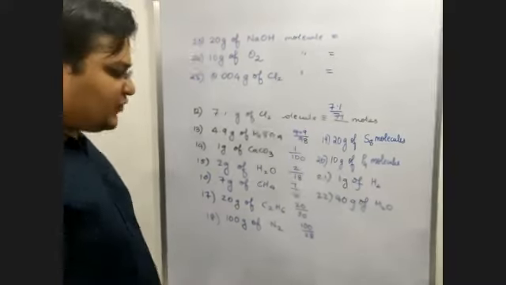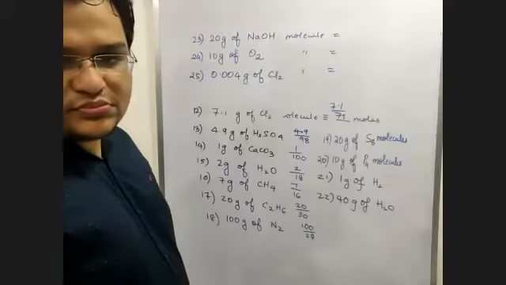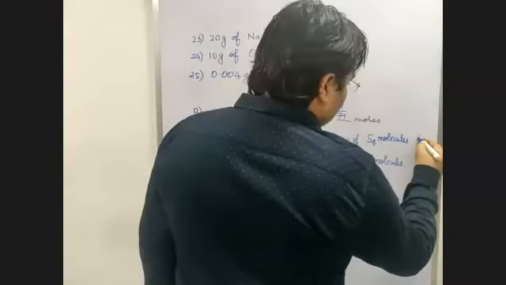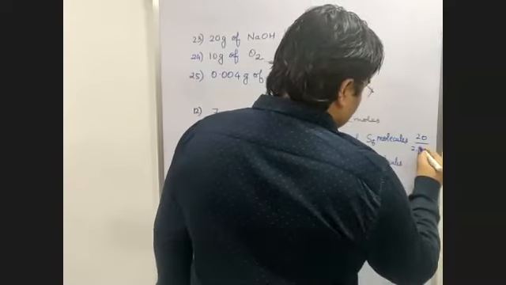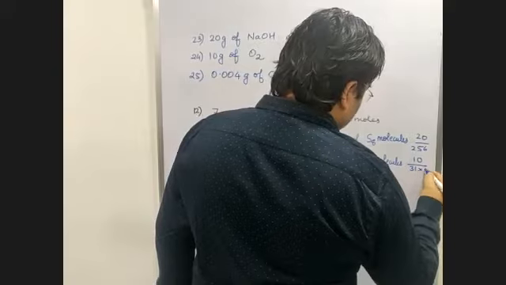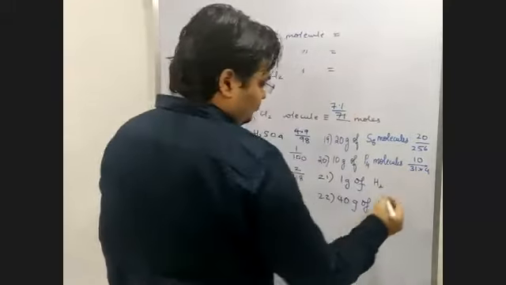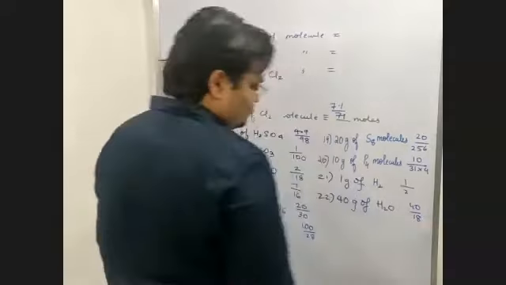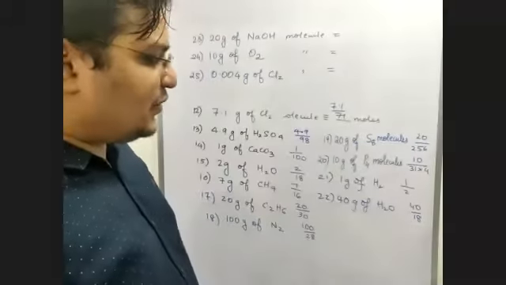Because it's 100 grams of N2. Oh, yes, sir. Then it is 20 by 256 moles. Then 10 by 124 moles. 1 by 2 moles. 20 by 40 moles. 10 by 40, 1 by 2, and then 40 by 80.